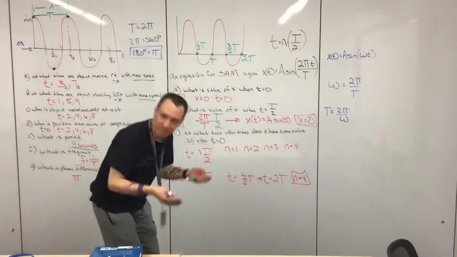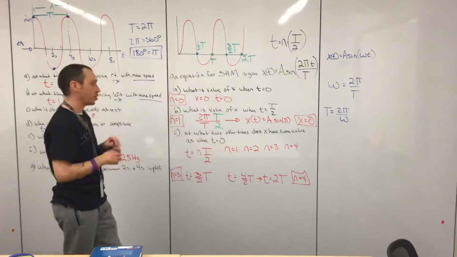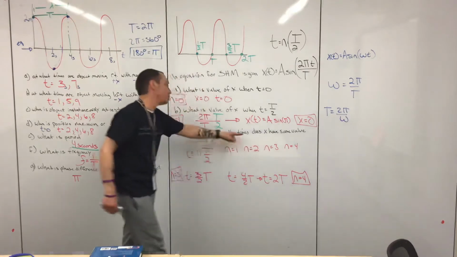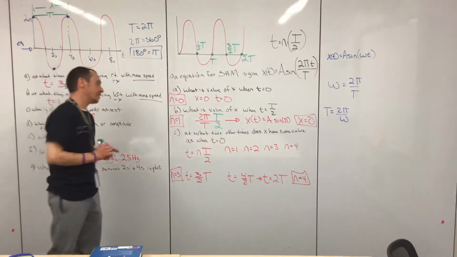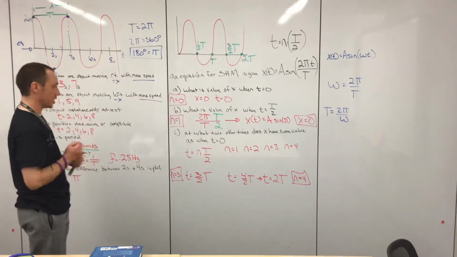This is trying to show you something about simple harmonic motion. All right, and that's true. And this will be true for all objects in simple harmonic motion. And then it goes on to ask us at what 2 other times does x have the same value as when t equals 0? Well, like I said, we want to kind of look at something here.